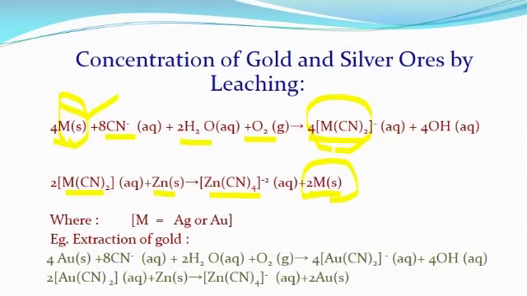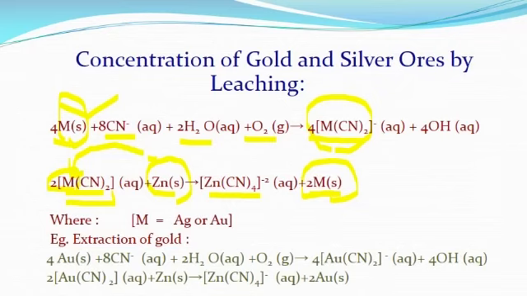The second step we can explain in detail like this. The metal zinc, when it reacts with the M(CN)2 complex, will displace the metal from the complex. Why does it displace? Because zinc is more reactive than the metal present in the complex, because we know the metal present in the complex is silver or gold. It's very clear silver and gold are less reactive than zinc. So this step is called a displacement reaction.